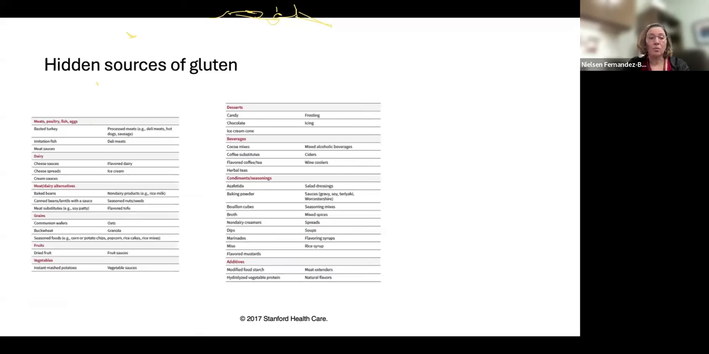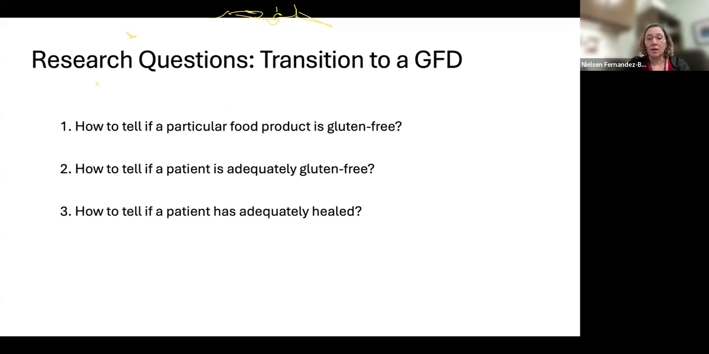One would also have to consider hidden sources of gluten, which can be found in a lot of different places that you wouldn't think. Like soy sauce, which is supposed to be gluten-free, so it doesn't have gluten, but soy sauce does. And in some foods, the problem is cross-contamination. So these are all things that the patient has to learn.